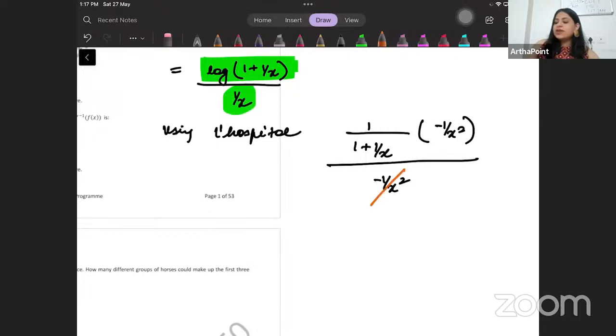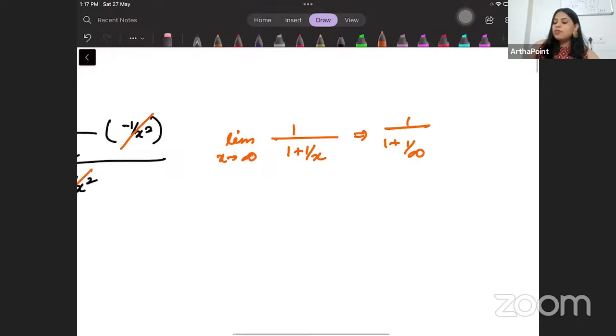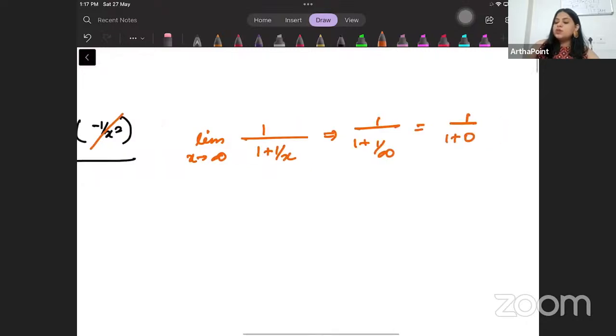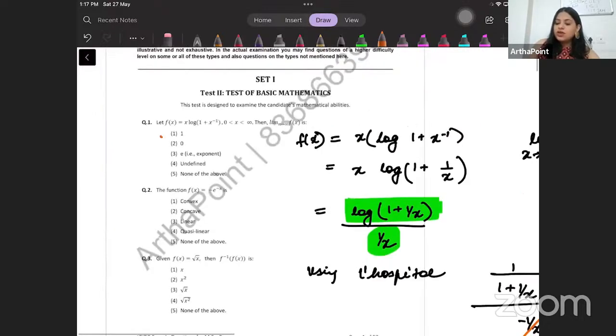So this and this will get cancelled and you will have limit x tends to infinity of 1 upon 1 + 1/x. So this will give me 1 upon 1 + 1/infinity, so 1 upon 1 + 0. So this will give me 1. So the answer to the first question is going to be 1. That is the answer to this question.